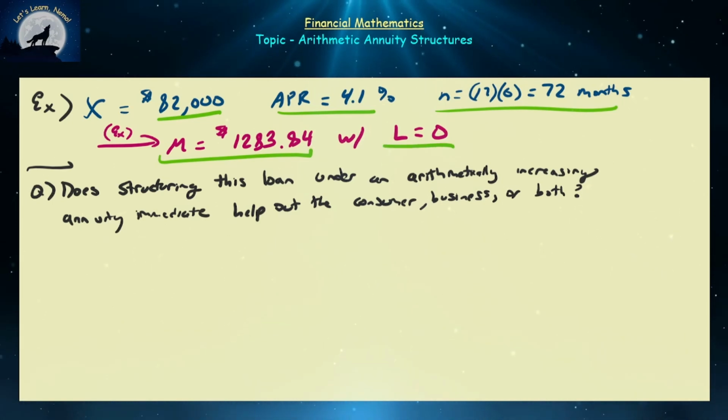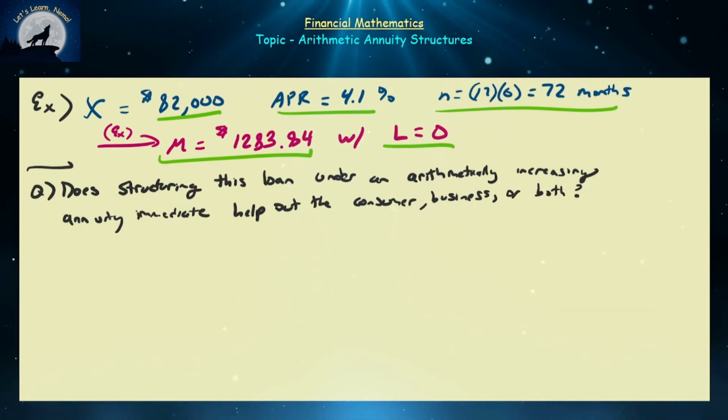$1,283.84. And obviously, since the payments are fixed and not changing, with no deferments or balloon payments or drop payments, L will be equal to 0. That is, it technically is increasing arithmetically by a value of 0 each payment. So the natural question that we want to answer today is, does structuring this loan under an arithmetically increasing annuity immediate with L greater than 0 help out the consumer, the business, or both?